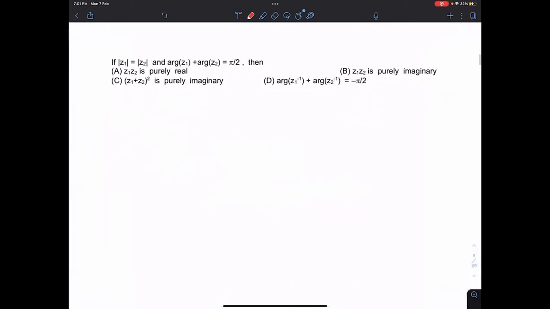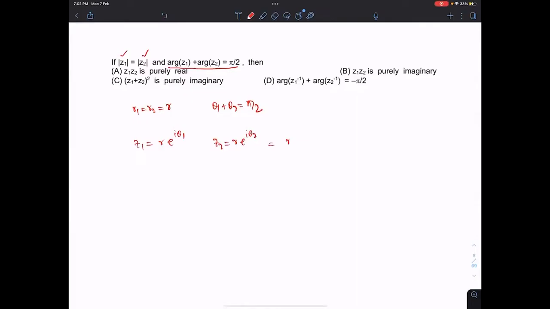For example, if I take this one, mod Z1, mod Z2, both are same. They have given argument of Z1 plus argument of Z2, they have given pi by 2. So that means R1 equals R2. Let's say that is R. And theta 1 plus theta 2 is pi by 2. Then they are asking some questions: Z1, Z2 is purely real, purely imaginary, something. So what you do is Z1, can I write it as R e power I theta 1? Then what will be Z2? R e power I theta 2.